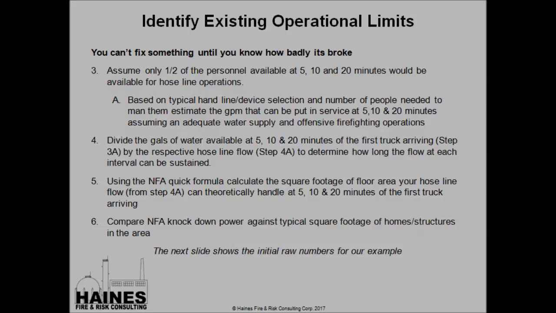Once we know how many hose lines we can put into service, we're going to take a look at our typical fire attack and what our typical hose line operations are. You're going to divide the volume of water available during that time period by the GPM of the hose lines you would normally be flowing to determine how long you could sustain that flow. We'll show you how to do that in a spreadsheet that follows. And then the last part is we're going to take a look at the NFA quick formula. We're going to see how much knockdown power we're getting out of this typical hose line operation that we're trying to start our firefighting with.